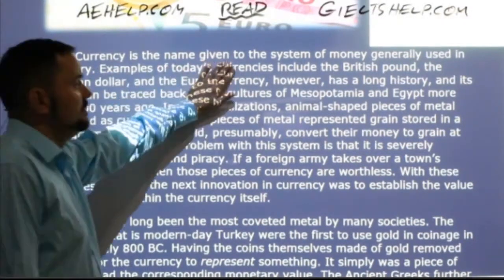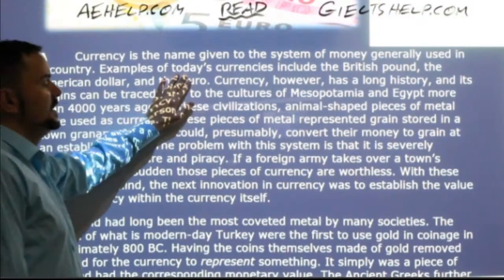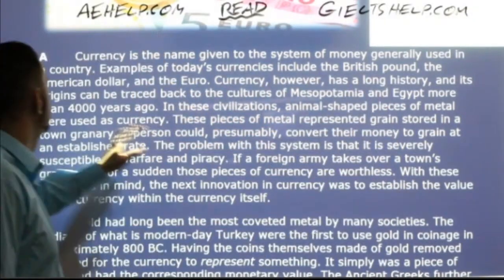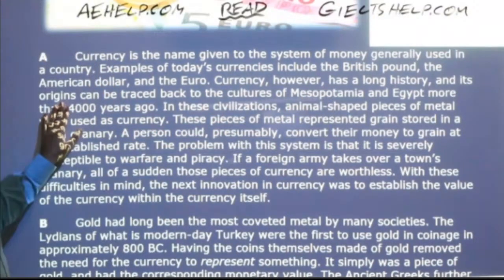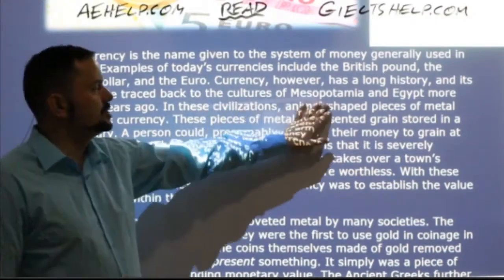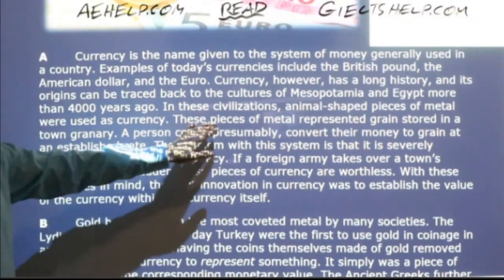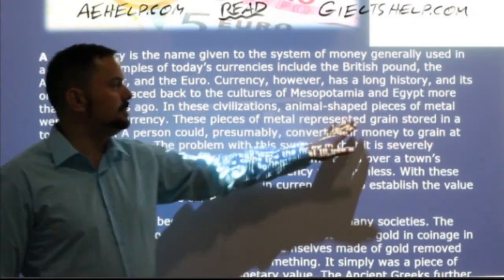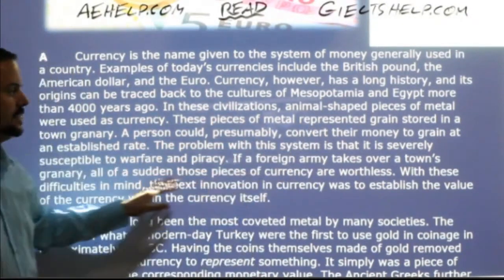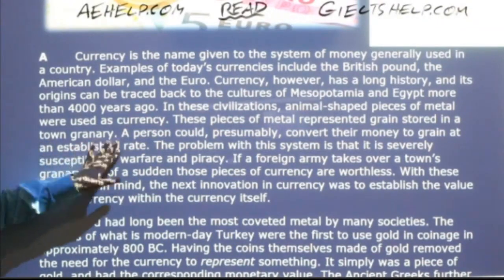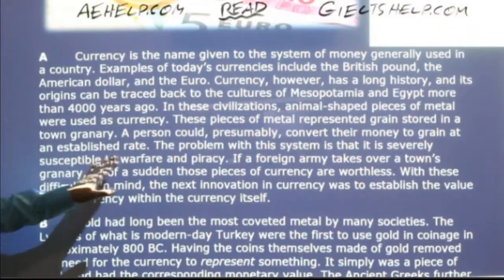Currency is the name given to the system of money generally used in a country. Examples of today's currencies include the British pound, the American dollar, and the euro. Currency, however, has a long history, and its origins can be traced back to the cultures of Mesopotamia and Egypt more than 4,000 years ago. In these civilizations, animal-shaped pieces of metal were used as currency. These pieces of metal represented grain stored in a town granary. A person could presumably convert their money to grain at an established rate.